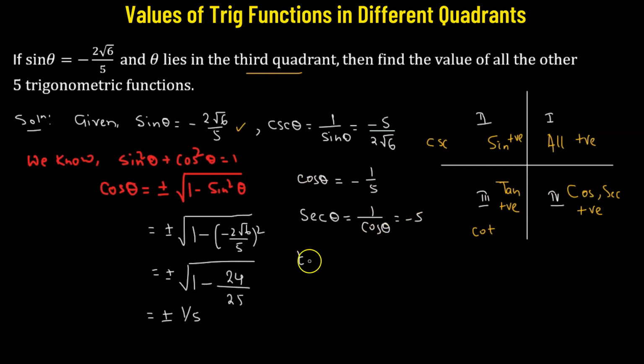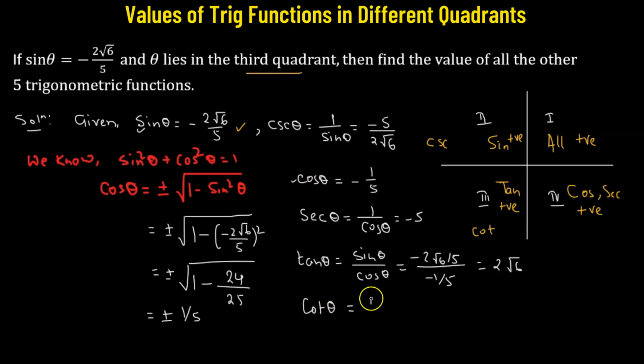Now we can find the value of tangent theta. To do that, all we need is the value of sine and cosine, because the tangent function is the ratio of the sine function to the cosine function. So sine is negative 2 times square root of 6 over 5, and cosine theta is negative 1 over 5. Solving this, we get 2 times square root of 6. This is a positive value since we're in the third quadrant. And then we can also find the value of cotangent theta, which is the reciprocal of the tangent function. So cotangent of theta will be 1 over 2 times square root of 6.